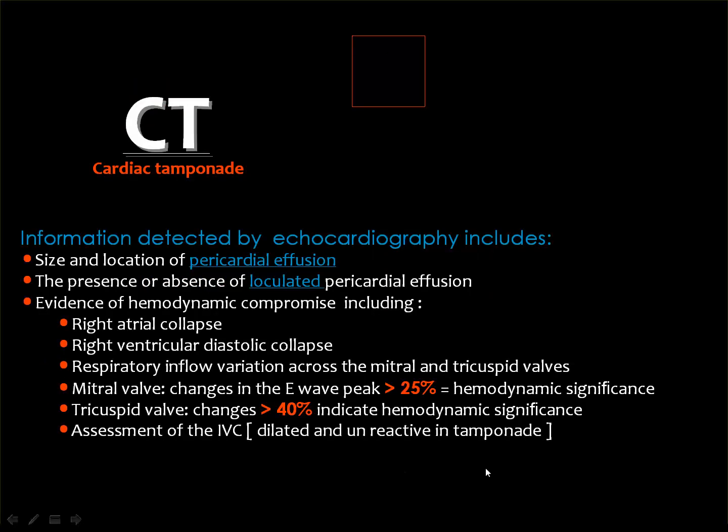But in the current practice, we usually use echocardiography, which is of much help in the assessment and diagnosis of the fluid in the pericardium, and also to assess the possibility of cardiac tamponade. Echocardiography is helpful in assessment of the size of the pericardial effusion, and whether it is loculated or not, and the evidence of hemodynamic compromise, like the presence of right atrial collapse, right ventricular diastolic collapse, respiratory inflow variation across the mitral and tricuspid valves, and also the assessment of the inferior vena cava, which is usually dilated and unreactive to respiration in cases of tamponade.